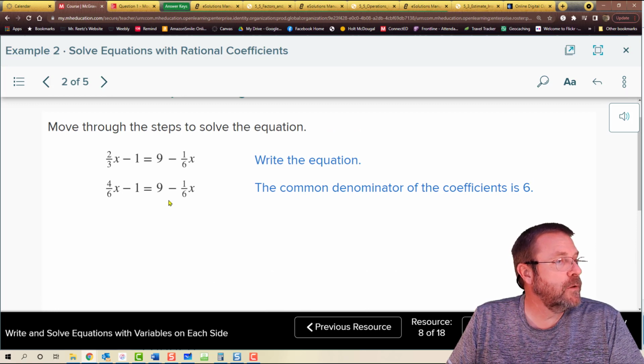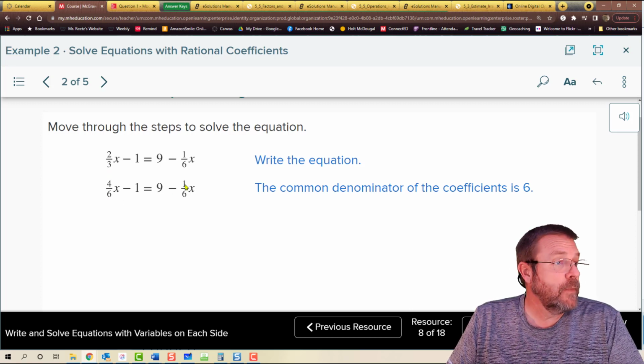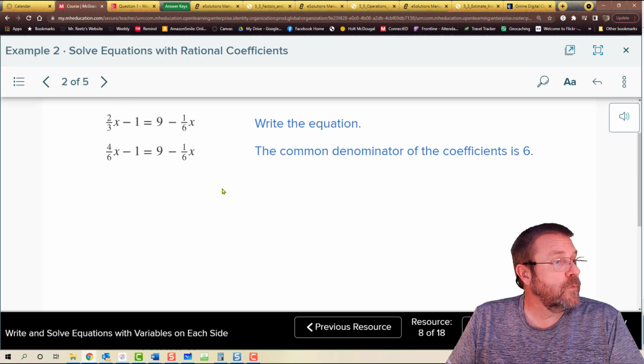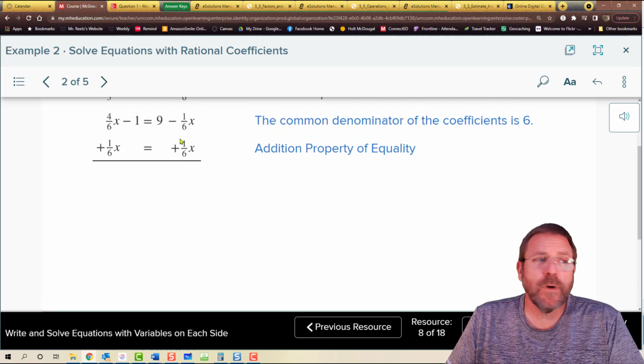Wow, they just made a huge leap there. Oh no, I see what they did. Right here, they took the 2/3 x and made it into 4/6 x. That's a good move because they're going to be adding or subtracting this 1/6 x from it. So they had to have their least common denominators for their x terms. After that, what are we going to do? Well, we're going to do exactly what I said. Add 1/6 x to both sides.